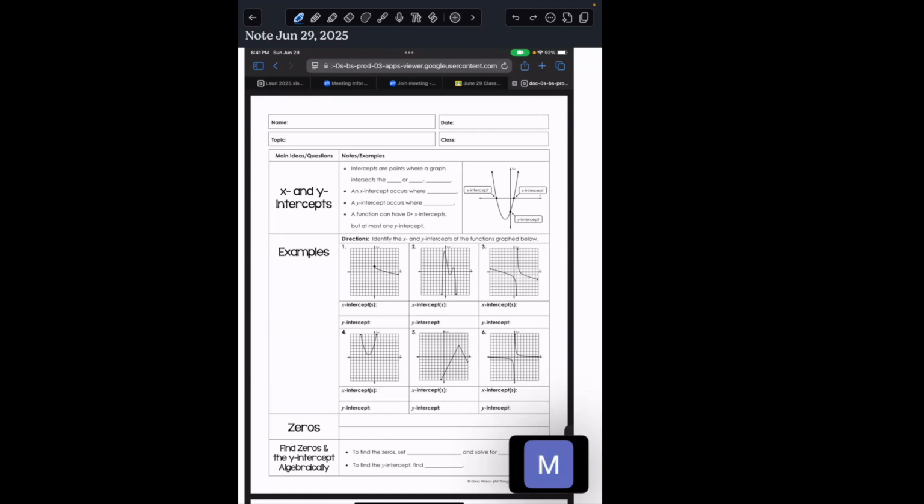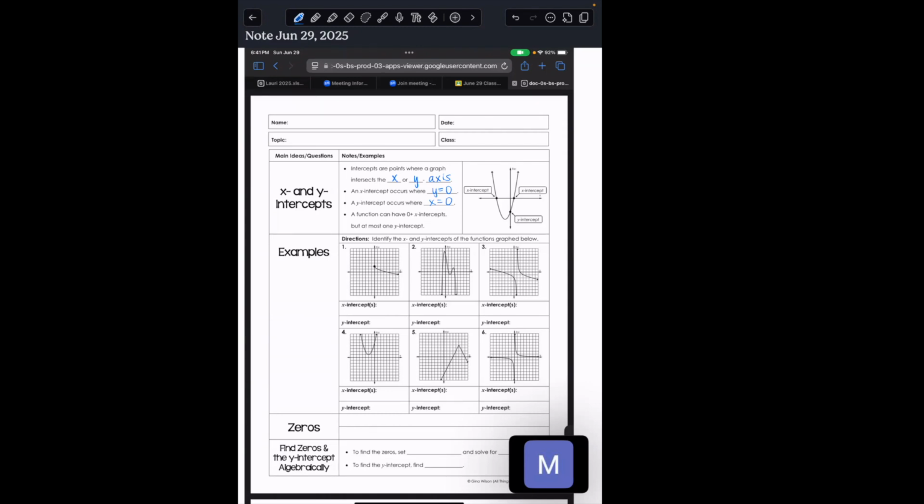All right, so intercepts are points where a graph intersects the x or y axis. An x-intercept occurs where y equals 0. A y-intercept occurs where x equals 0. A function can have 0 x-intercepts or multiple x-intercepts, but it can only have at most one y-intercept. It doesn't have to have any y-intercepts, but it cannot have more than one y-intercept.